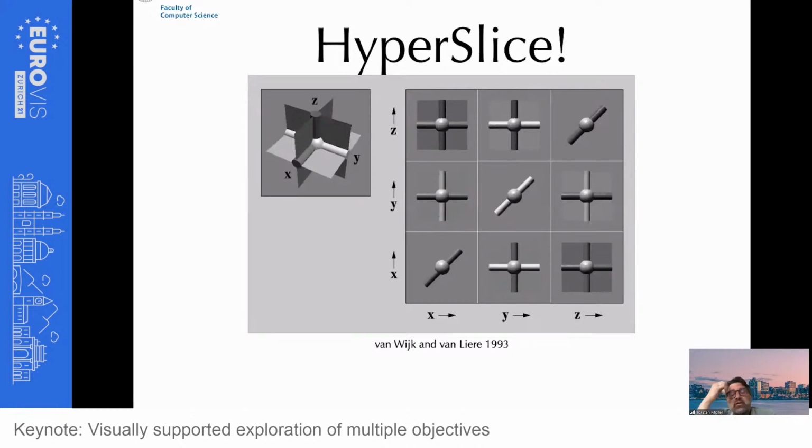Our approach here is going back to Van Wijk and Van Liere and their HyperSlice approach from 1993, where the idea is if you have a three-dimensional scalar function, one way to look at it is to simply look at slices. You have a focus point, and through this focus point, you put a 2D slice, and that gives you a matrix of these slices.